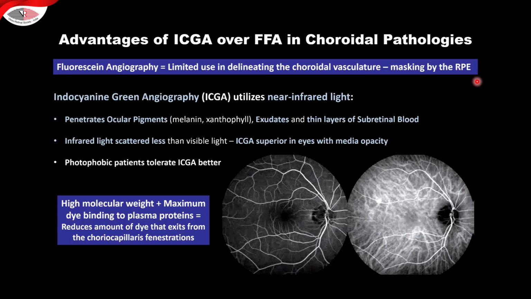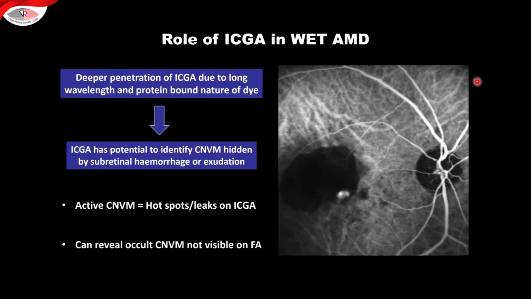So when we look at ICG, it brings out much better choroidal fluorescence because it's 98% protein bound, and so it stays within the choriocapillaris, and it shows you very intently the fluorescence which comes with this particular dye. So it's a deeper penetration of the dye due to the long wavelength and its protein-bound nature. It has the potential to identify the CNVM hidden by the subretinal hemorrhage and exudation. So here you see a hot spot.